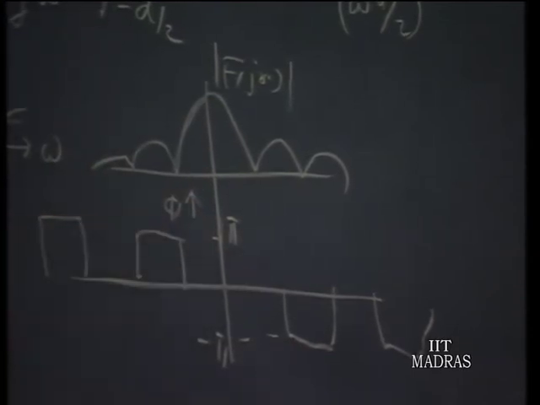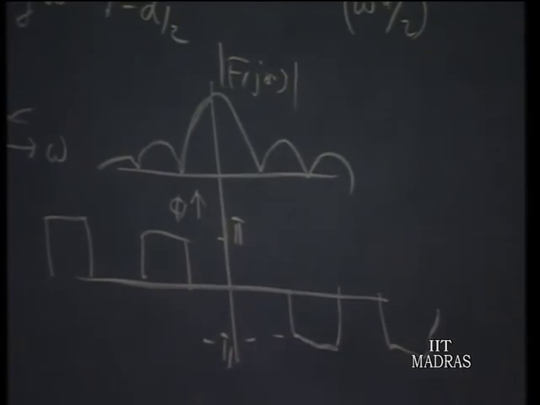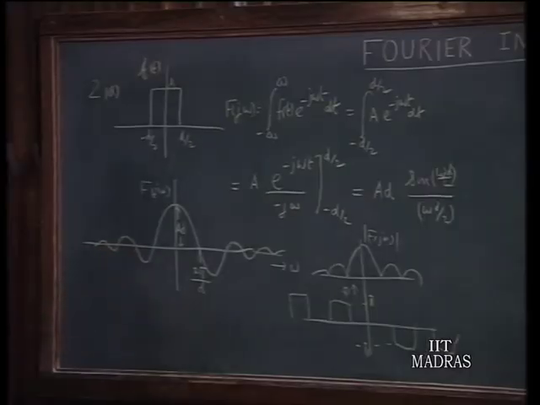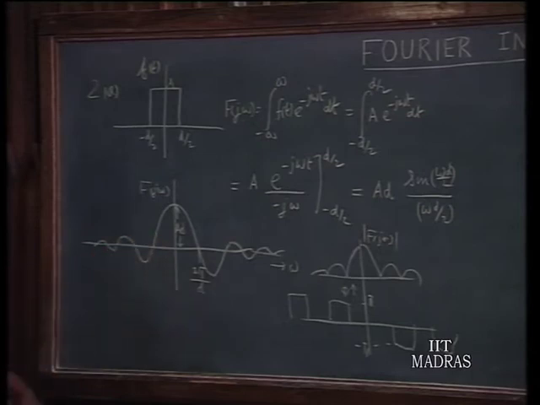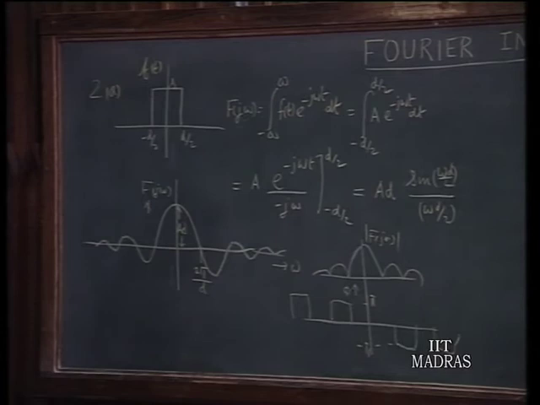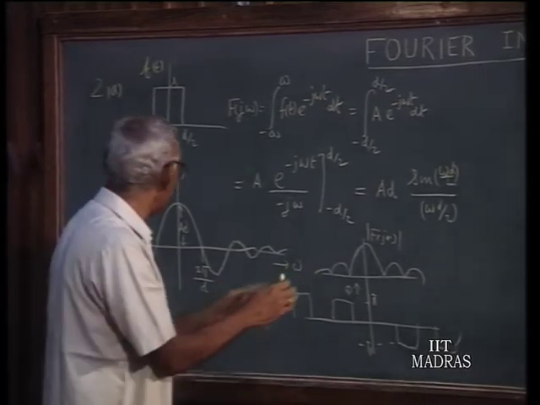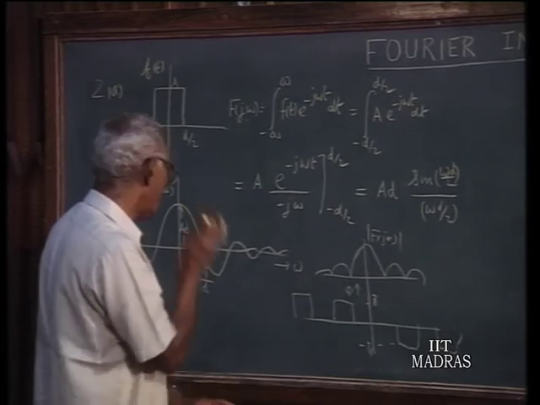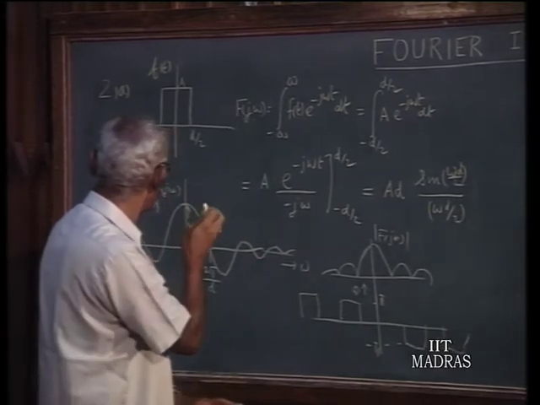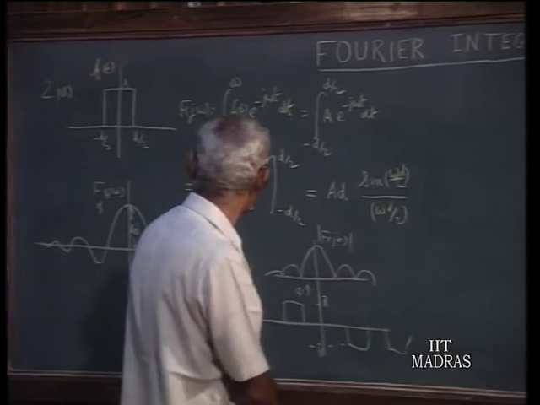So, this is an alternative way of depicting the spectrum, both phase and magnitude, but when the Fourier transform is real, there is no point in doing this separately. We may as well exhibit the entire F of j omega, being a real function of omega, in one plot like this. Now, let us have a little bit of diversion here.